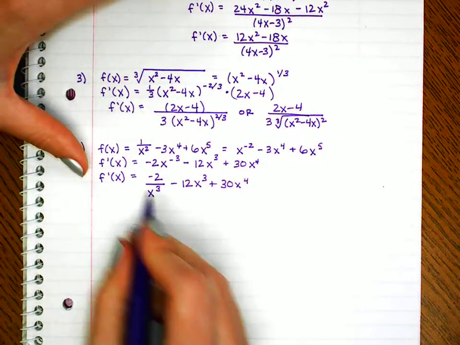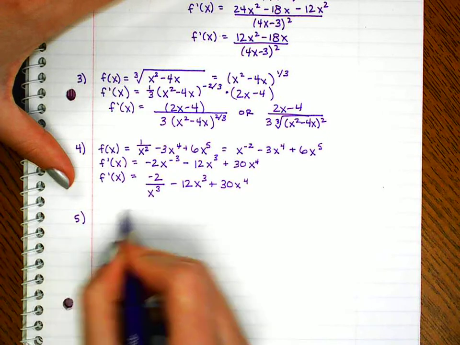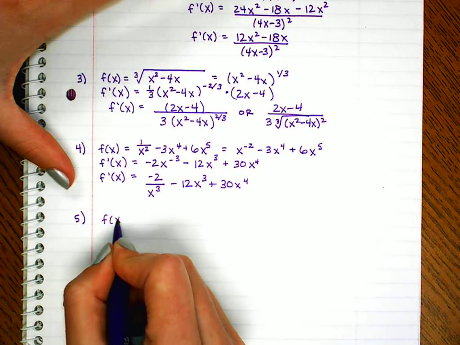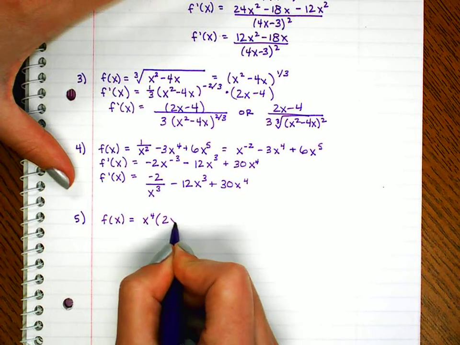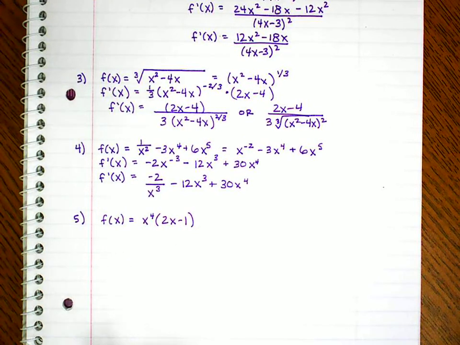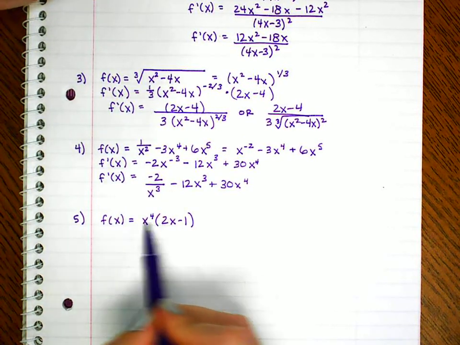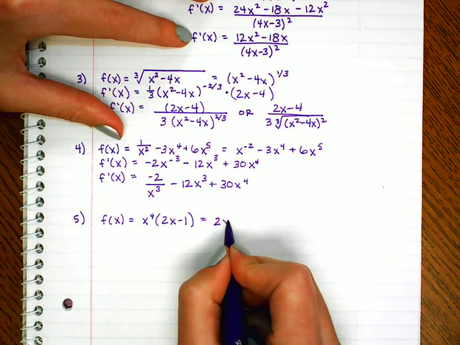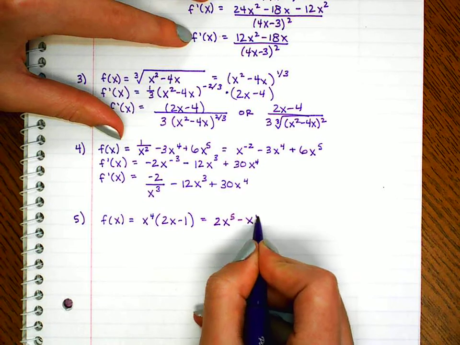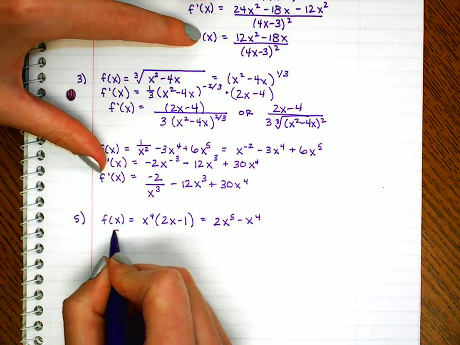Number 5. My function is x to the 4th, 2x minus 1. Now you could do this a couple different ways. You could do the product rule, or I am going to choose to FOIL it out first. I'm going to have 2x to the 5th minus x to the 4th. This makes it a pretty easy problem.